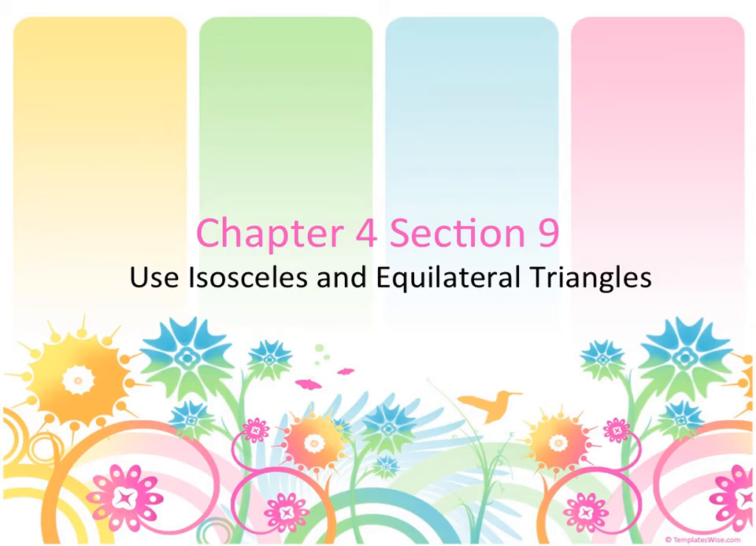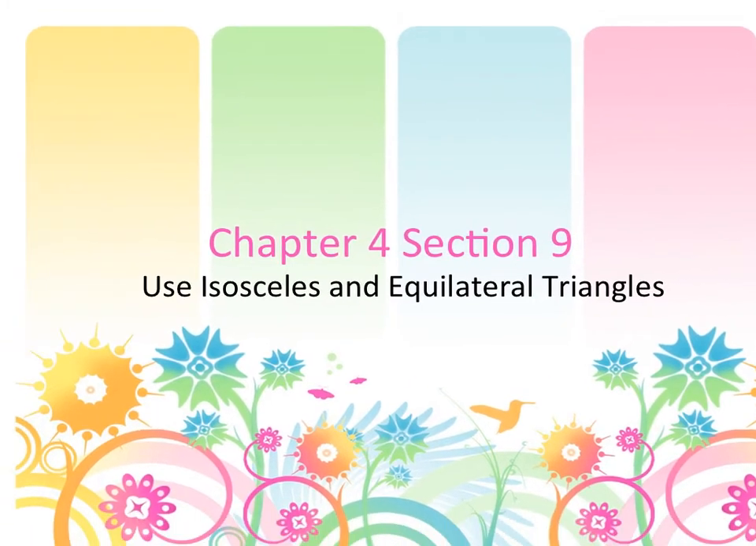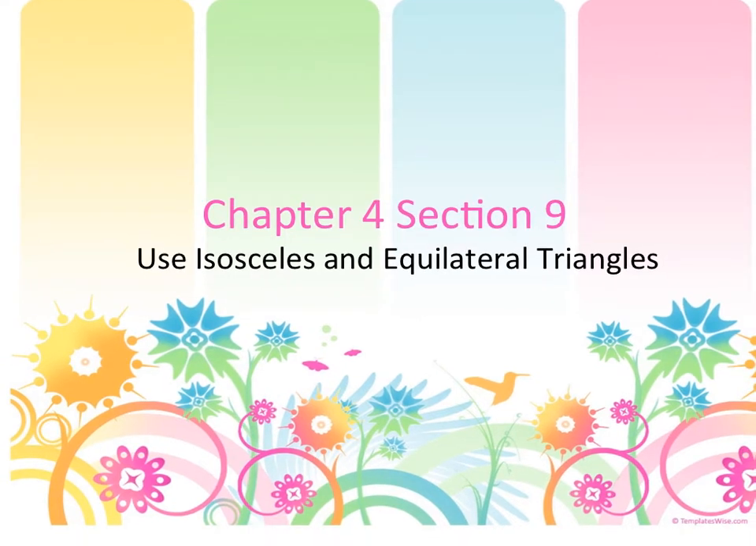All right, in 4.9, we're going to use isosceles and equilateral triangles. What is an isosceles triangle? Two sides are equal, so we have a triangle, and two of the sides are going to be equal. What is an equilateral triangle? All sides are equal. All three sides are equal.